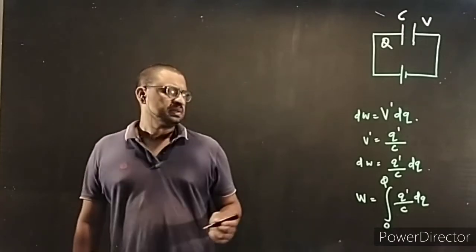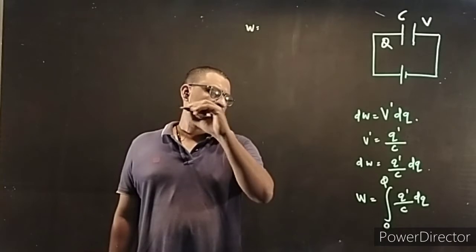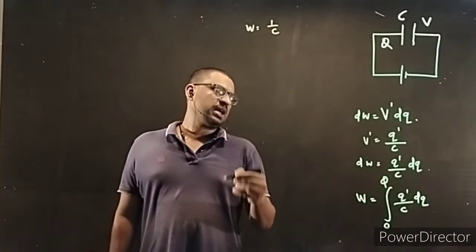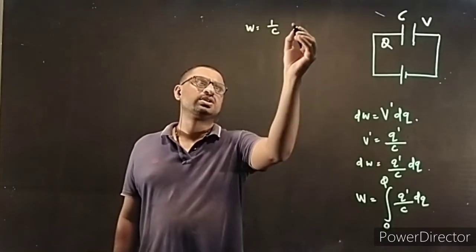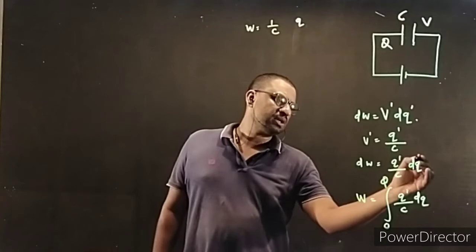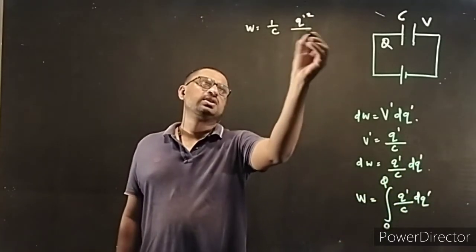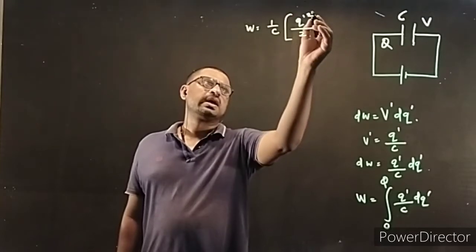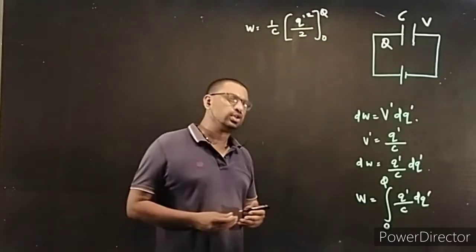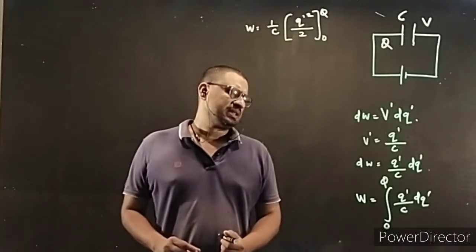What happens to that? Work is equal to 1 by C, which is a constant, times the integral of Q dash dq dash. Instead of dq, I'm taking dq dash, that's all. So Q dash dq dash integrates to Q dash square by 2, from 0 to Q.